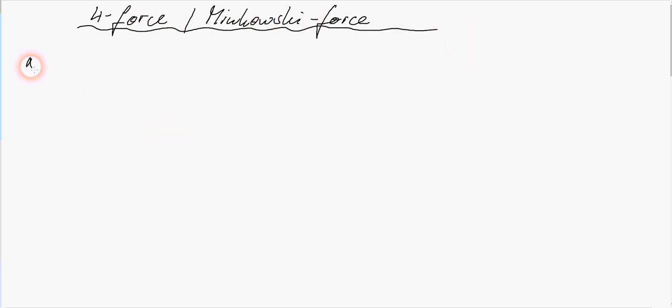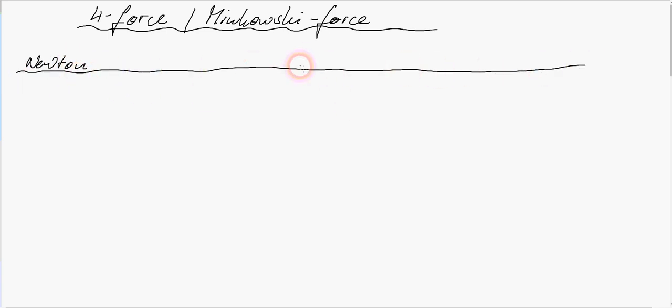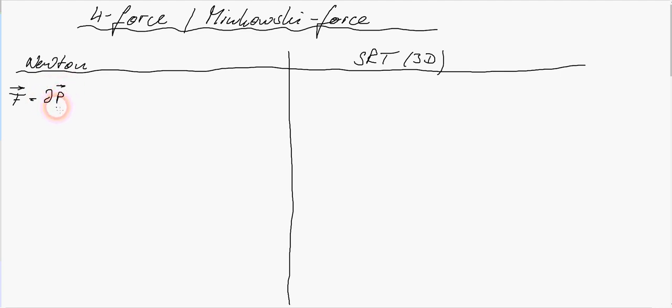Okay, first let's compare Newtonian physics with special relativity in 3 dimensions. So Newton tells us that a force acting upon a moving body is equal to the time derivative of its linear momentum. That means we can put the differential operator in front of the brackets and use the known formula m times, so the mass times the velocity u of the particle.